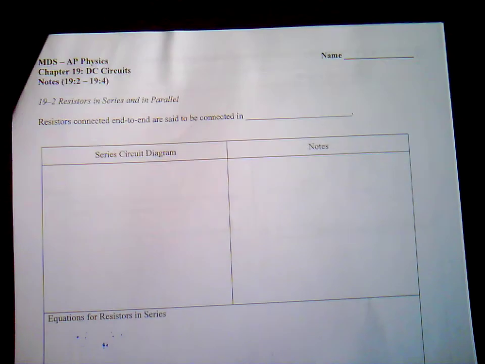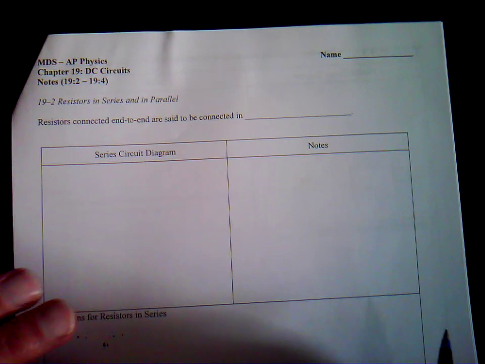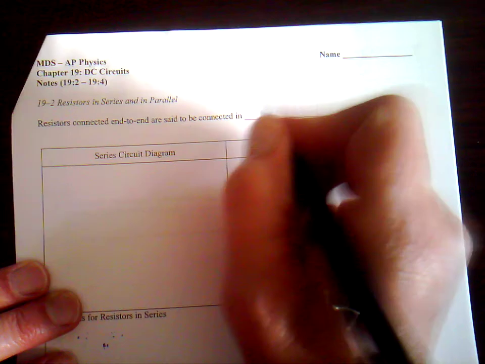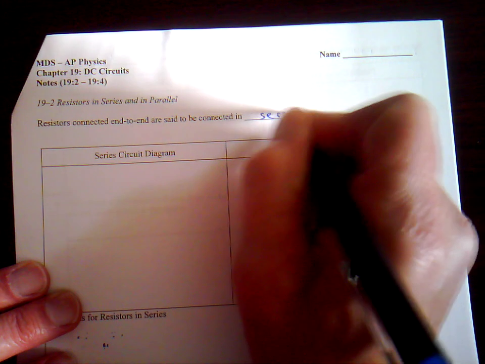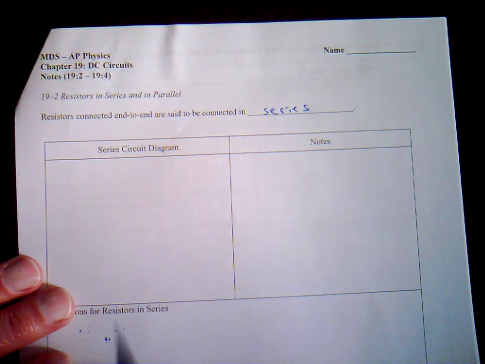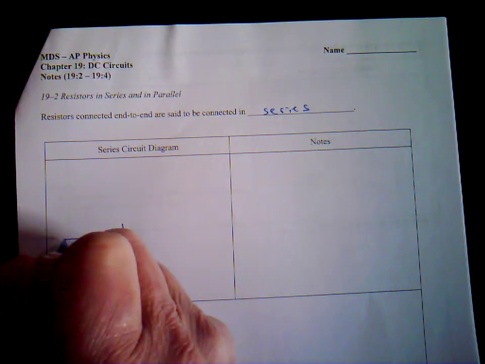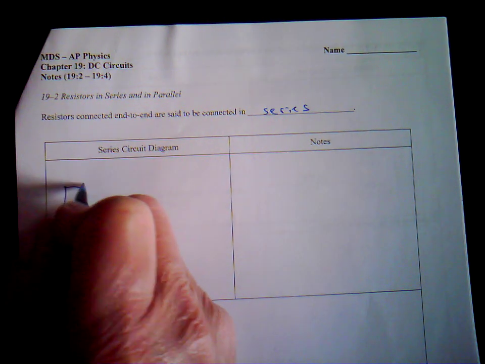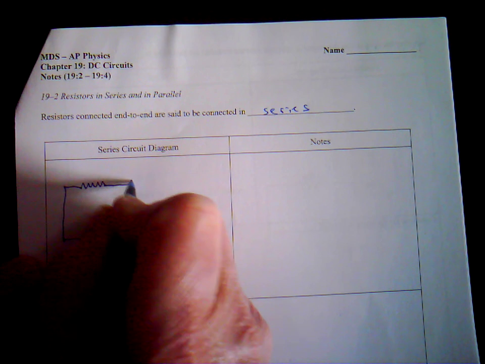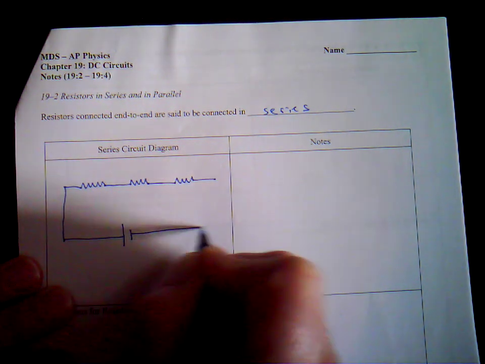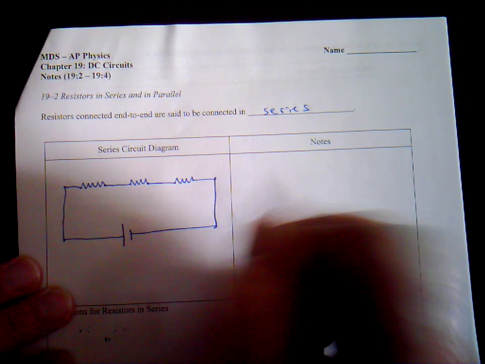All right, let's continue to series and parallel circuits. We're going to start with series circuits. Resistors connected end to end are said to be connected in series. To draw that simple series circuit, this is a battery. We have a wire connected to one resistor, connected to another resistor, and connected to another resistor. These are all connected by wires to the battery.